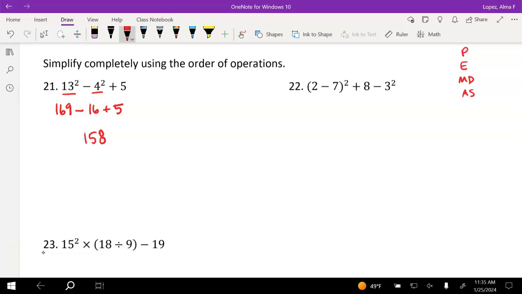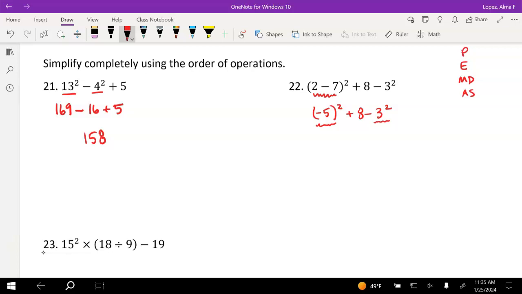This next one has a grouping symbol, so we're going to take care of that first. That's P. 2 minus 7 is negative 5 squared plus 8 minus 3 squared. Now I've got two pieces that are squared. That's exponents. So I'm going to take care of this and this in this next step.